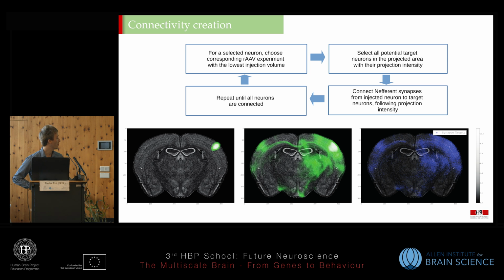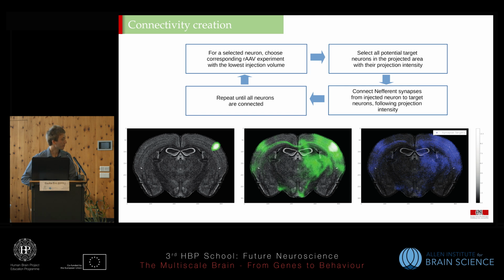Now, if you look at the injection site here, it doesn't actually cover the entire volume. If you look at all the experiments that they have done, thousands, still, all the injection sites combined do not cover the entire volume of the brain, unfortunately, but a big part of it. So there are some neurons that have not been injected at all, so we don't know where the axons go.